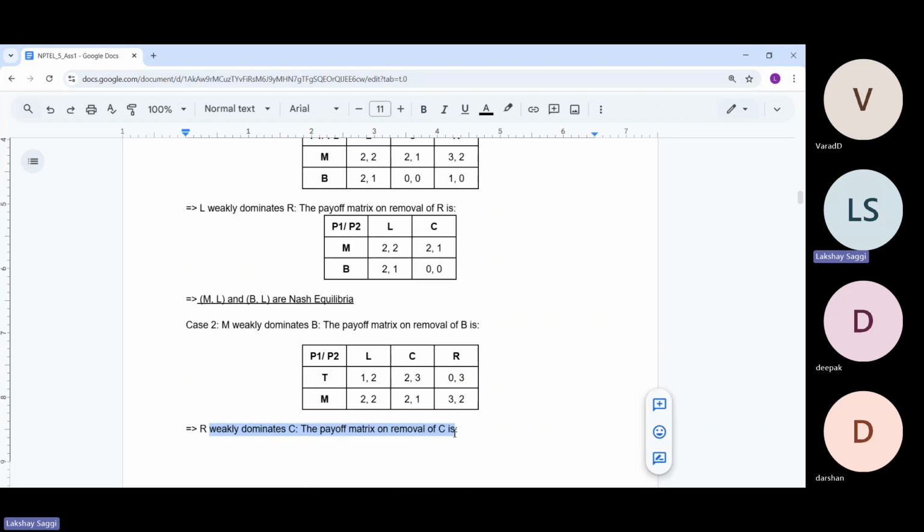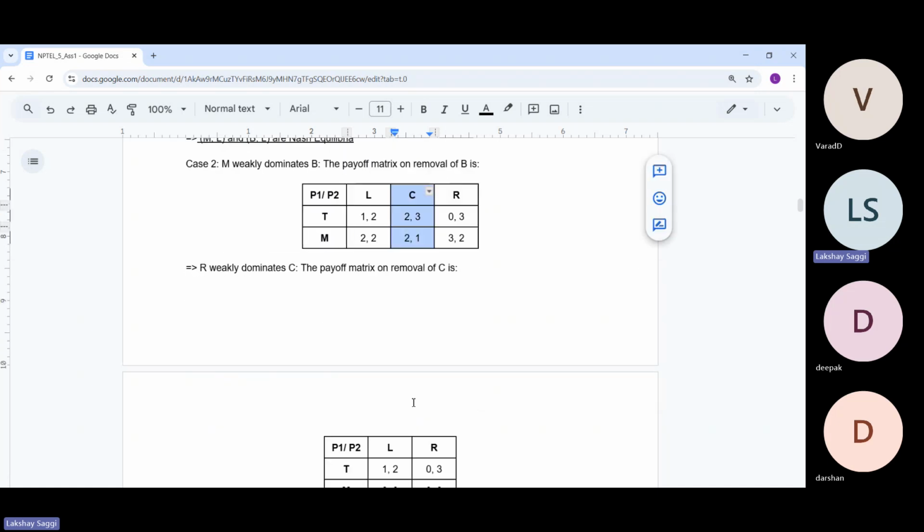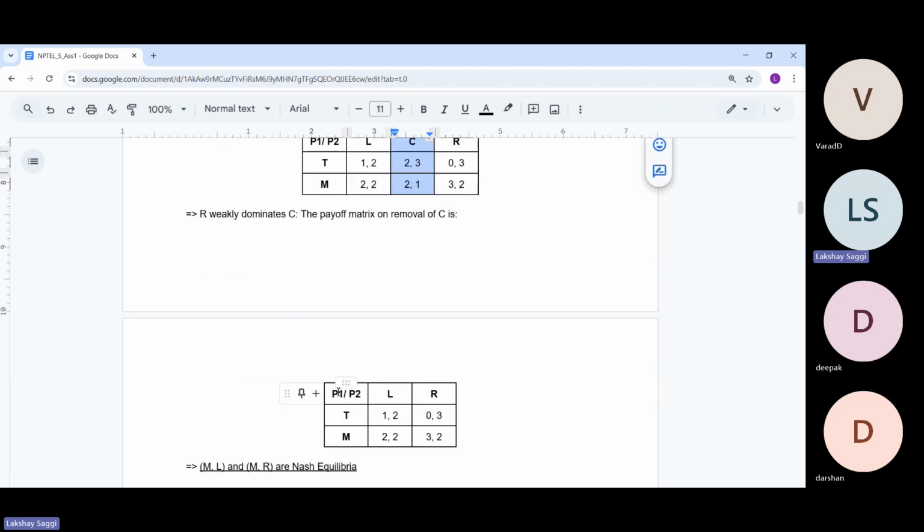And so now we can remove the strategy C from the payoff matrix. Then the payoff matrix will only have the T and M rows and the L and R columns. I have simplified the payoff matrix, and here is the updated payoff matrix. And now we'll see what the Nash equilibria are in this payoff matrix.